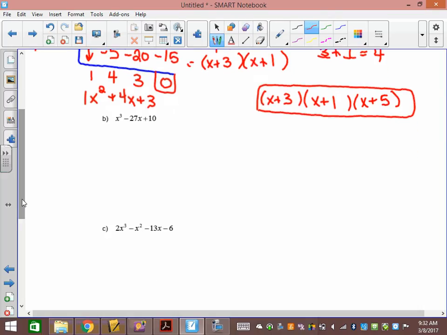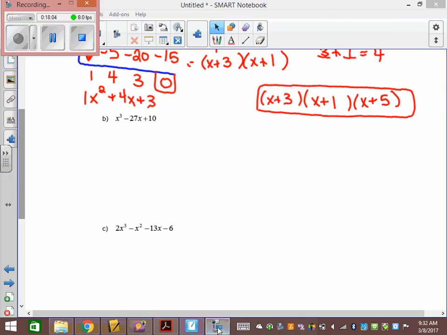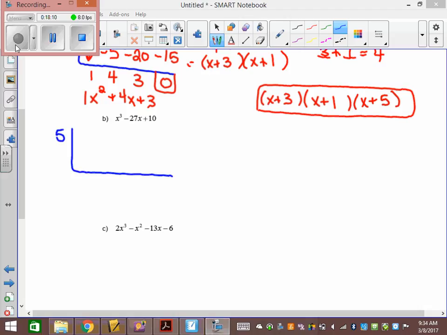Okay, you try B. There's a hint. It's missing the x squared. So what am I going to have to put in x squared's place? A 0. Try it out. Okay, so I'm going to pick 5. My possible factors would be plus or minus 1, plus or minus 2, plus or minus 3, plus or minus 5. And if I took away your calculators, you'd have to test each one of them out till you get a remainder of 0.